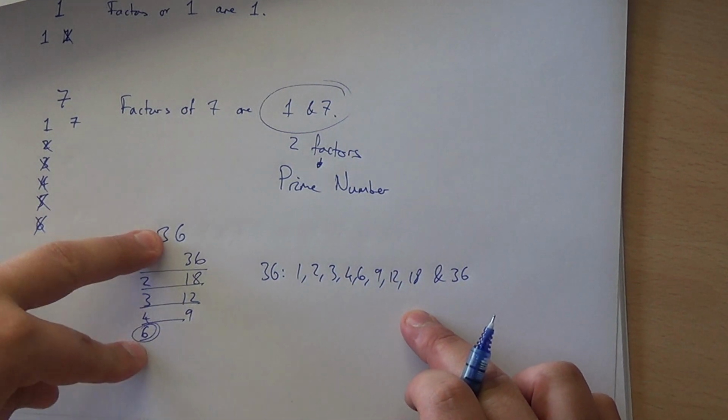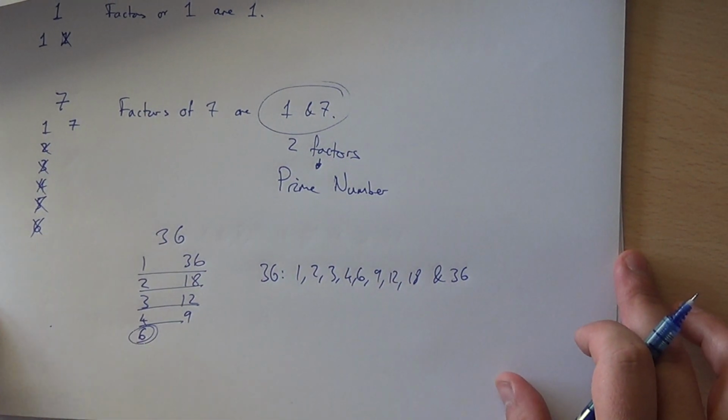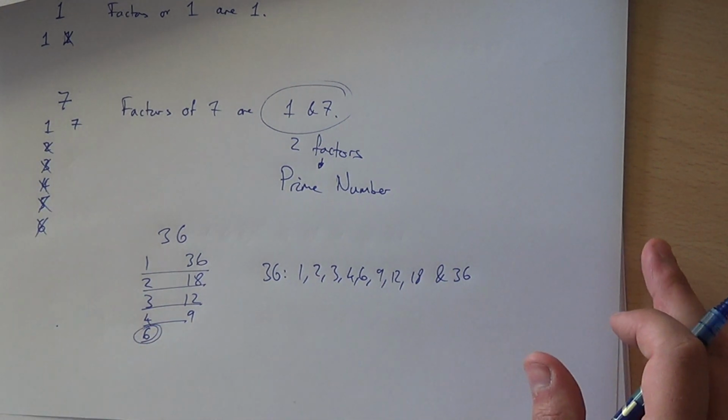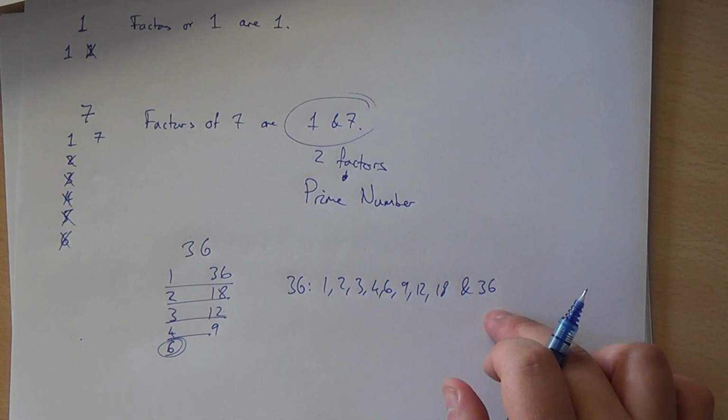We might have to think about what kind of number 36 is and why that's true. And again, we might go into that at some other time. So that's how we find factors of numbers, and that's all factors are.